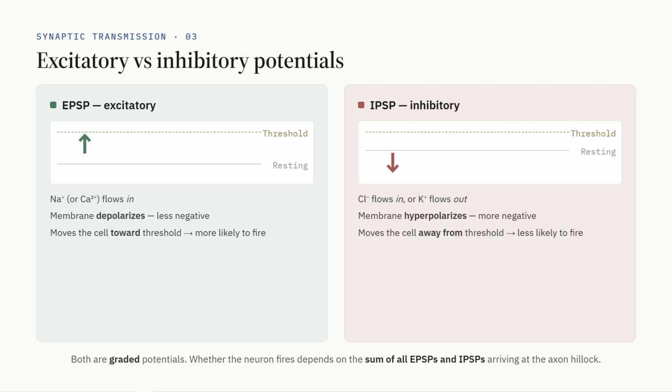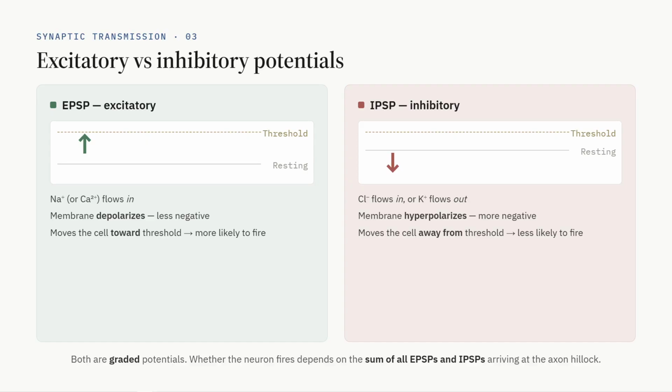An inhibitory postsynaptic potential, an IPSP, is the opposite. Chloride flows in, or potassium flows out, and the inside becomes more negative. It hyperpolarizes. That pushes the neuron away from threshold, less likely to fire.